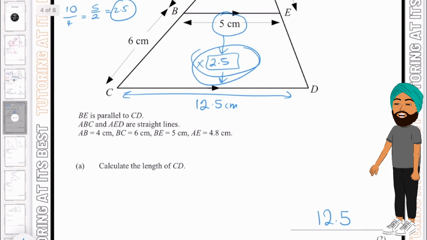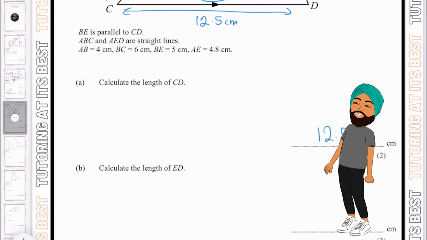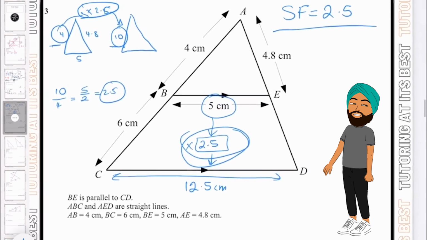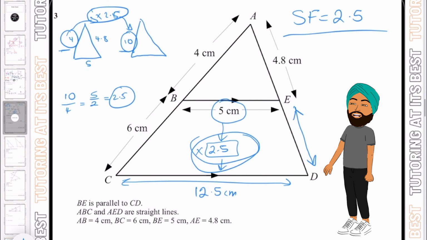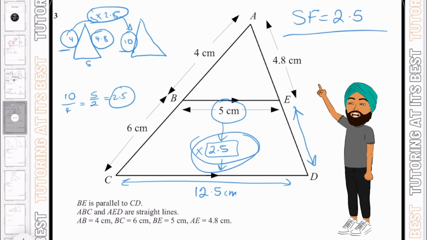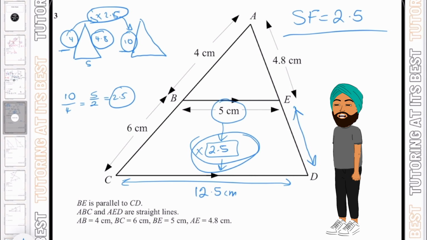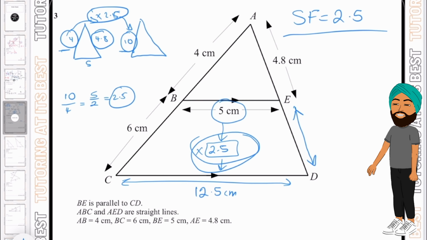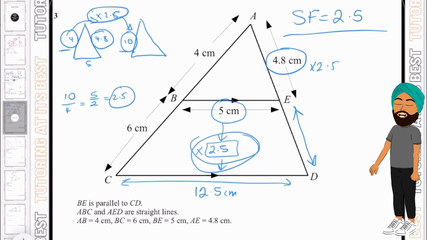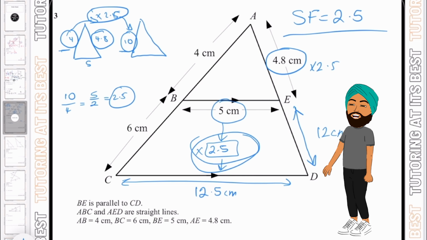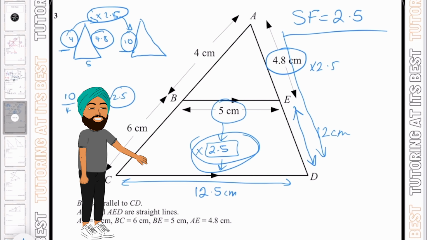Perfect. But now we have a part B here, and that is to calculate the length of E to D. So that is this section here. We now know our scale factor is 2.5. So what do we need to do? Well, we already know that we have 4.8 as part of the same side that we're looking for. Because we have 4.8, we simply multiply this by 2.5, which will give us 12 centimeters. So we now know that the entire thing here is worth 12 centimeters.